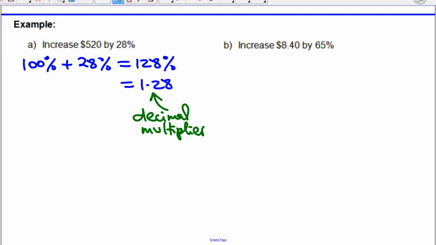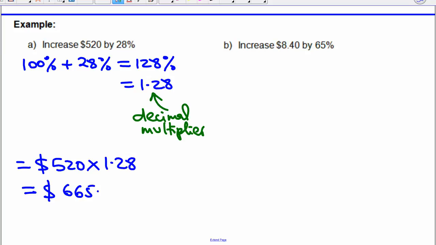And you're going to use the decimal multiplier to get the new amount. So basically, remember you're increasing $520 by 28%. So the new amount will be 520 multiplied by the decimal multiplier, which is 1.28. Now, if you plug that in your calculator, you'll end up with $665.6.